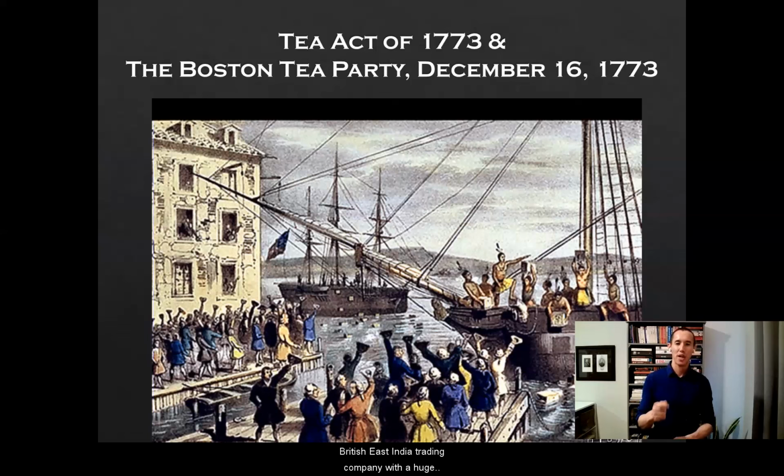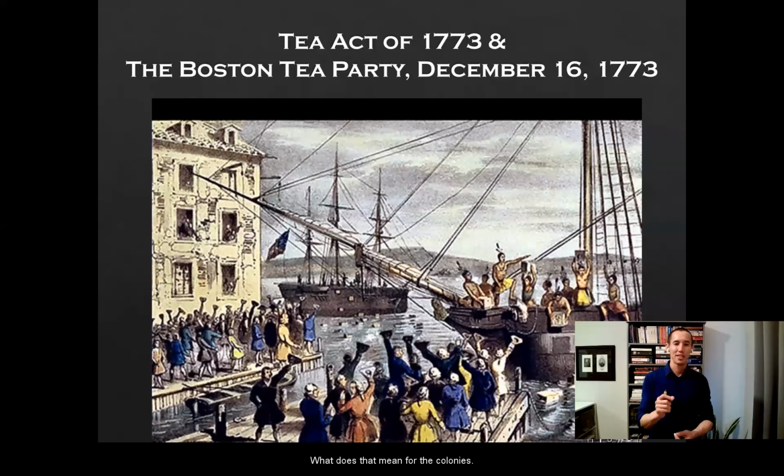The British East India Trading Company was a huge company that had a lot of political power because it had a lot of money. And so it had been very mismanaged. And so it was doing bad financially. So it was big and powerful, and so it asked Parliament to help it. The Tea Act said the British East India Trading Company could sell tea into the colonies without paying a tariff or a duty.